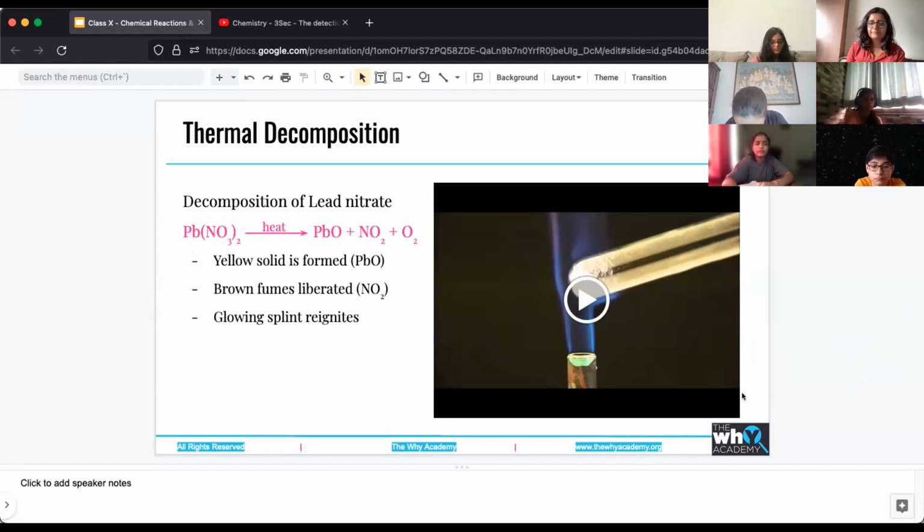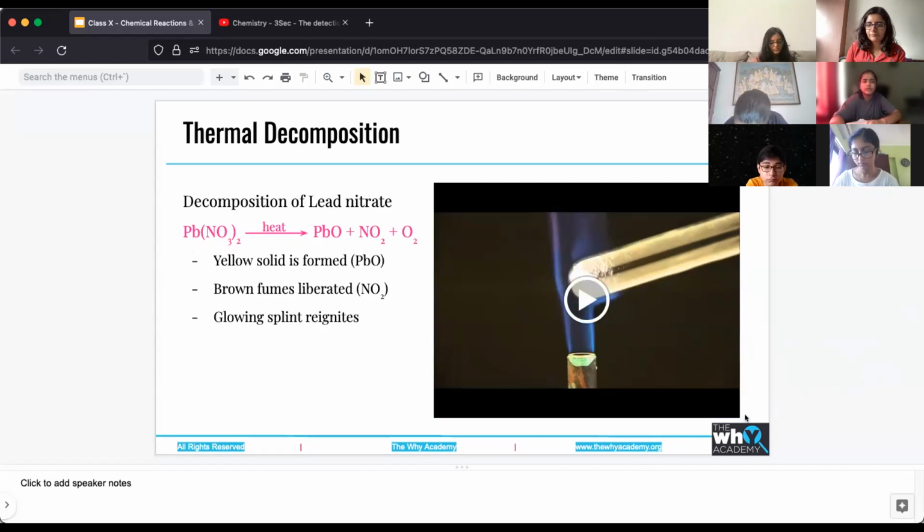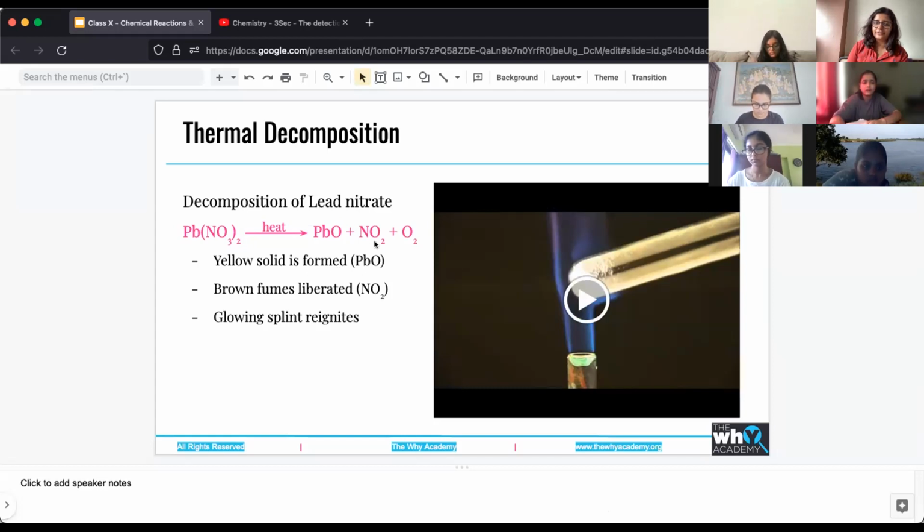Ma'am, brown fumes liberated, will they be solid or will they be gas? Fumes means gas. So brown colored gas, looks kind of like smoke. I'll play the video again, look at it. Also note down that lead nitrate is white. That is why the color change is happening. White is turning into yellow. And NO2 is basically the brown fumes.